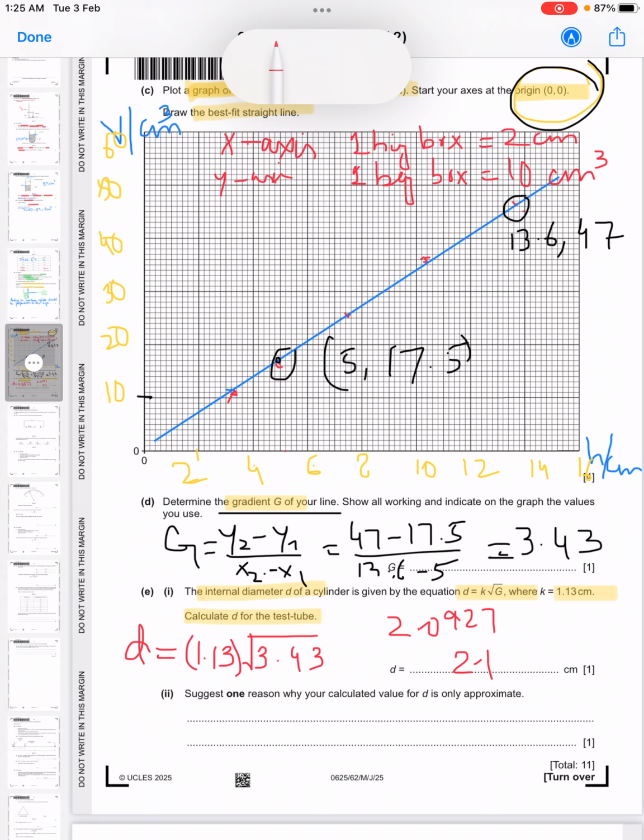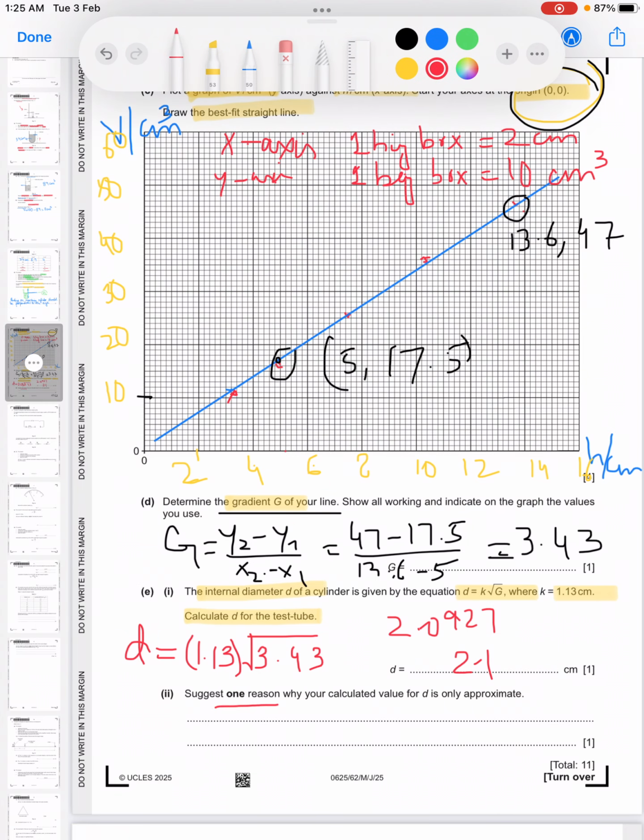Okay, now the next part: suggest one reason why your calculated value for D is only approximate. Okay, we have different reasons, but here it's a 1 mark question, so we need one solid reason. You can write any of these, it's your own choice. Basically why do we get different values? Because of the line of best fit, right? The best fit straight line varies for every person, right?